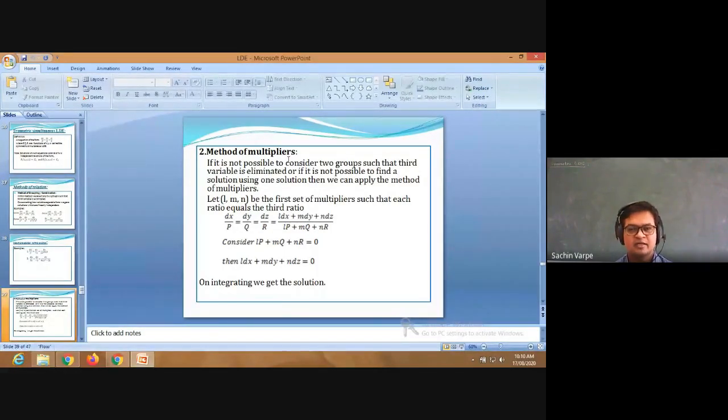So if we select l, m, n as a set of multipliers such that each of these ratios, that is dx upon P, dy upon Q and dz upon R, each of these ratios is equal to the fourth ratio, isn't it? And that fourth ratio is l into dx plus m into dy plus n into dz upon lP plus mQ plus nR. What we are doing, we are multiplying numerator and denominator by the same factor l, m, n, and then we are adding numerators and denominators. That will be the fourth ratio, isn't it?